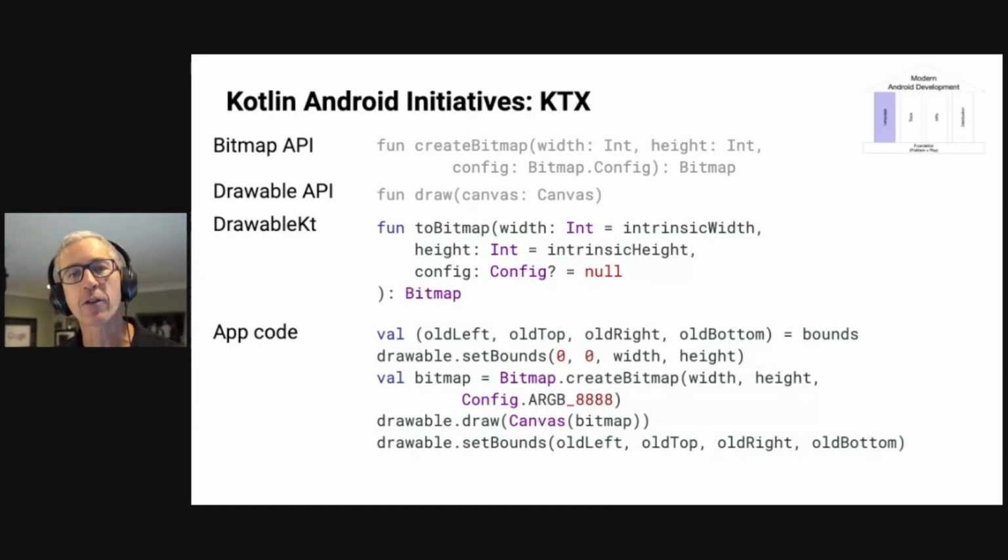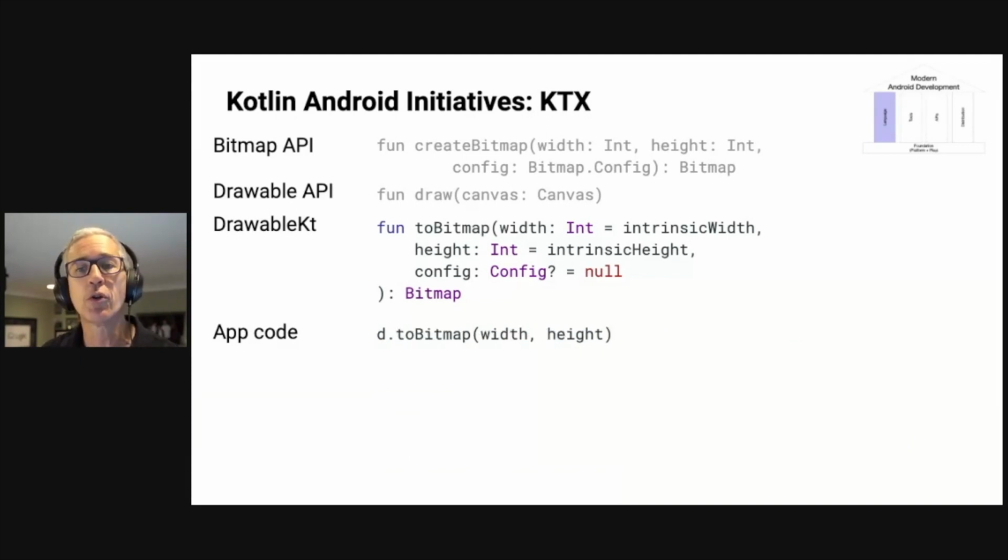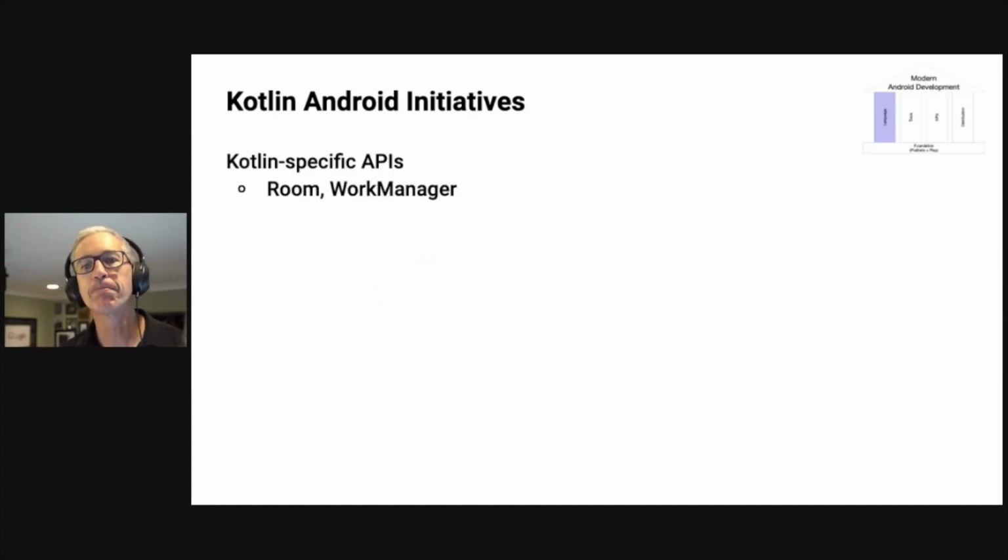And one of my other favorite Kotlin language features is the default parameter. You don't have to pass in a configuration. If you don't, it will create the configuration that you probably wanted anyway, which is ARGB 8888. So all you do is call toBitmap, and you're done. Internally, it basically does the same thing. So this is syntactic sugar, but it's really powerful because Kotlin and all of these APIs that we're creating are all about writing less code to do more stuff.